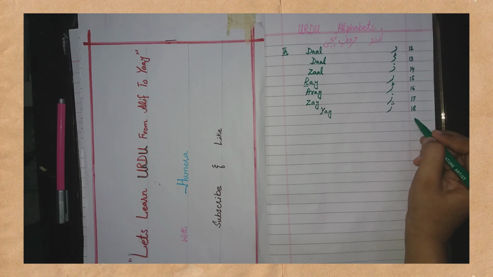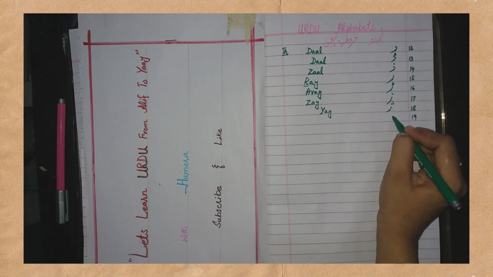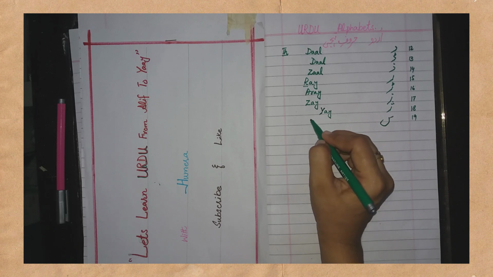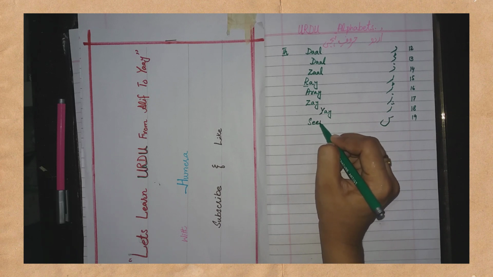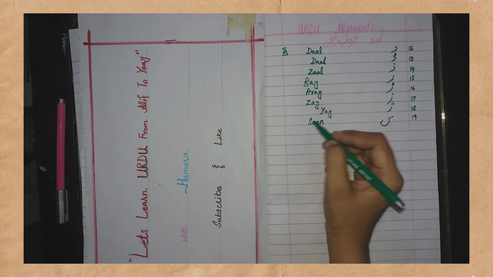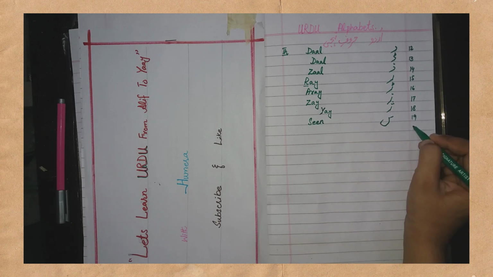Okay, next is a different shape, which is Seen. Okay, Seen has this shape and its pronunciation is Seen, and its sound is like the alphabet S.